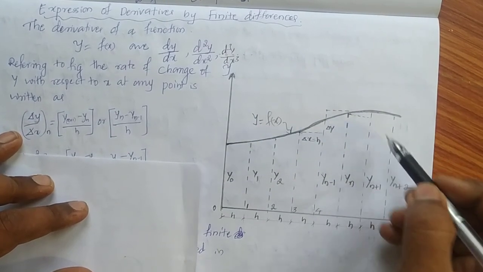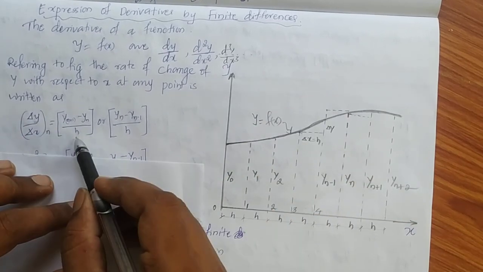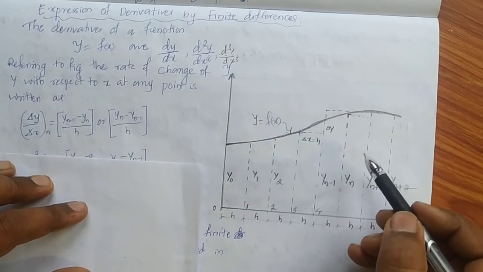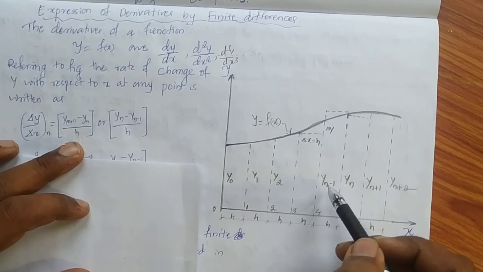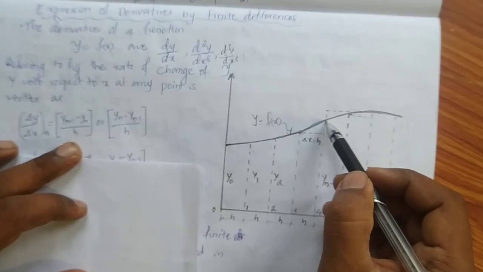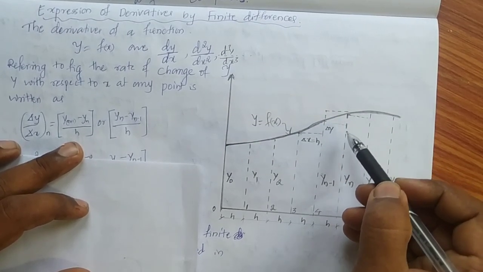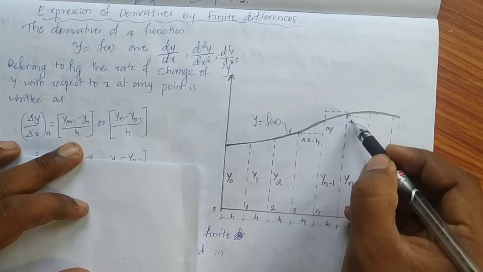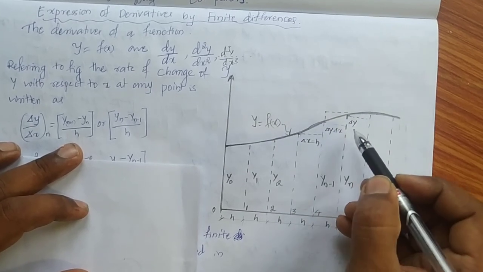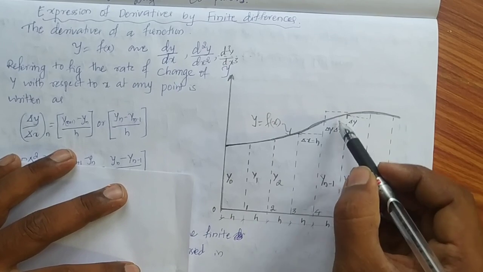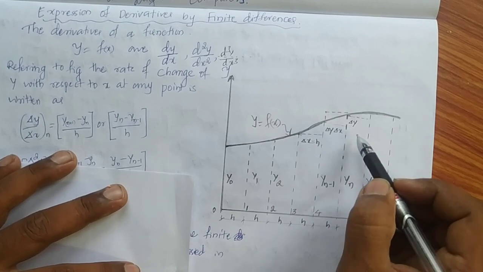This delta y is nothing but y n plus 1 minus y n, divided by delta x, which is equal to h. Or it can also be calculated here as well, as y n minus y n minus 1, so that is the difference. So delta y by delta x is equal to this difference, which can be obtained either between these two or between these two.